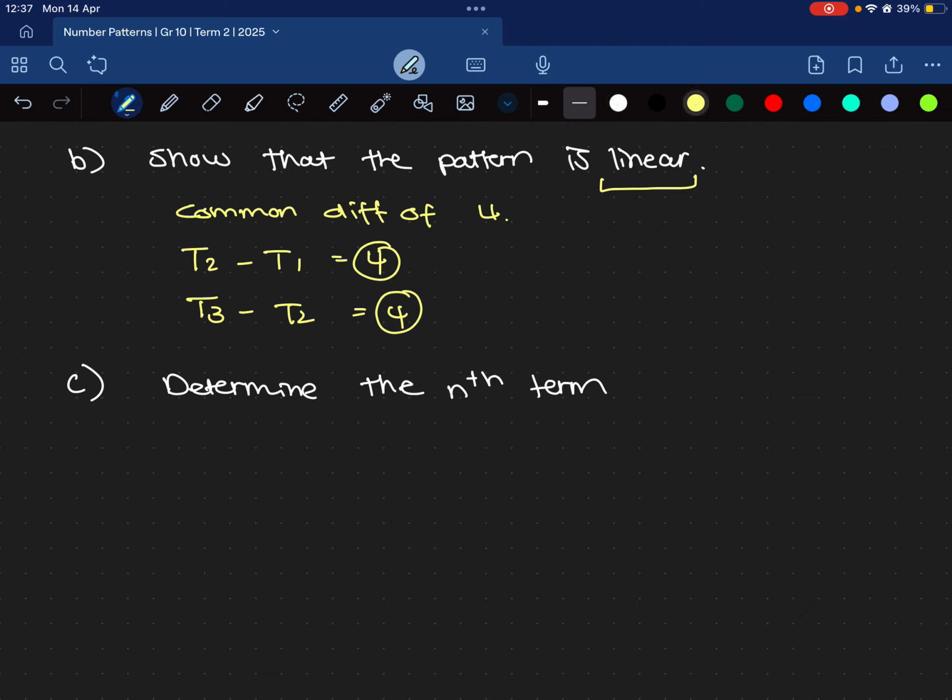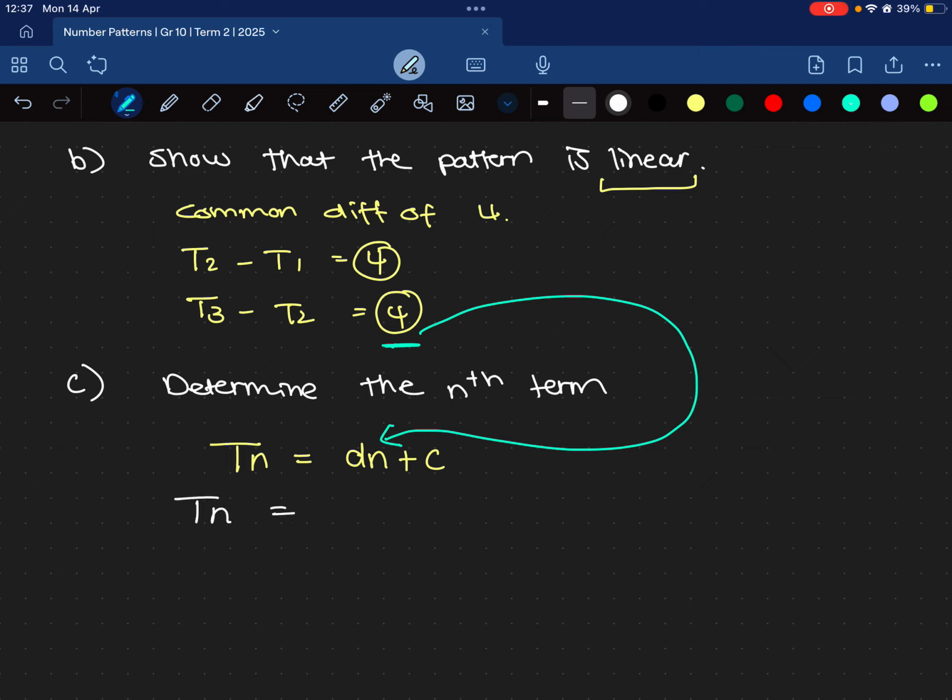So I start off with my general equation, which is Tn is equal to Dn plus C. I just established that the common difference is 4. So I'm going to put that in the place of D. And I'm going to say, well, Tn is equal to 4 times n plus C.